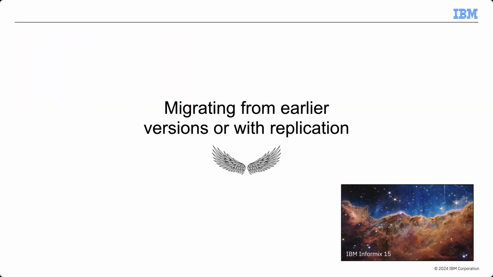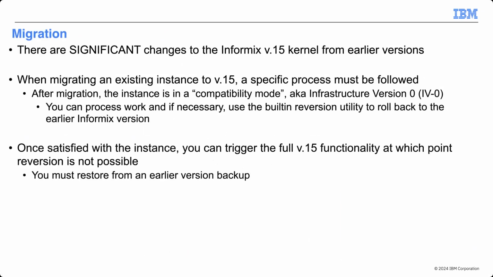Okay, so does it make a difference if you're migrating with or without replication? The answer to this is yes. There are significant changes to the Informix 15 kernel, as you would expect. As a result, there's a very specific process that you have to follow to migrate your instance to 15. I've already said, if you take your existing instance, you can do an in-place migration, provided that you take care of all the prerequisites, and it will come up in IV0. Again, then you flip the switch to the larger limits and you cannot roll back.